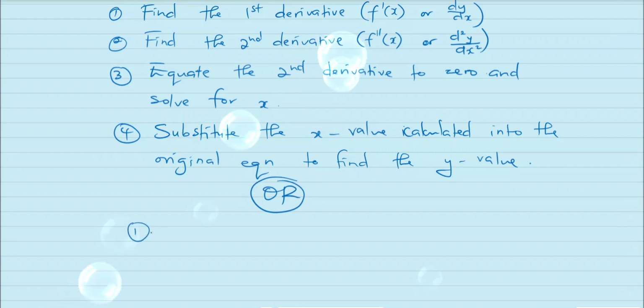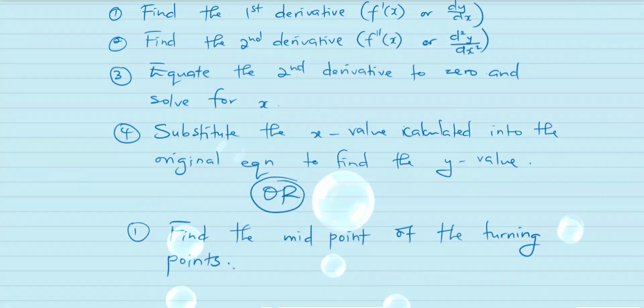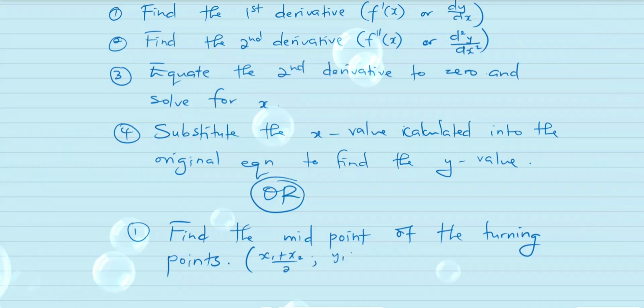Or, if you are given the turning points of the graph, you simply find the midpoint of those two turning points. That will be your point of inflection. The formula for the midpoint is (x1 plus x2) over 2 and (y1 plus y2) over 2.